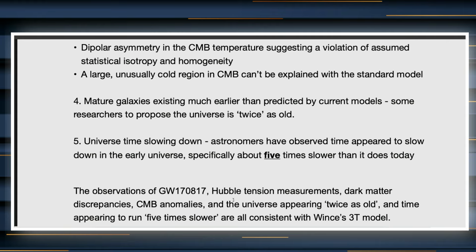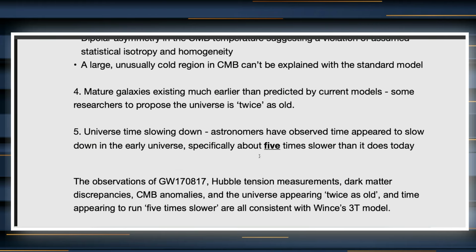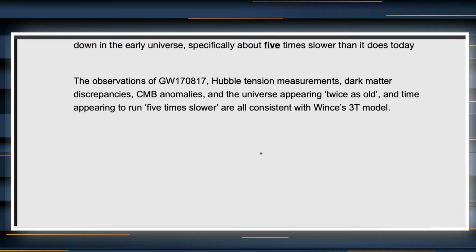Universe time slowing down. Astronomers have observed time appeared to slow down in the early universe, specifically about 5 times slower than it does today. And we need to come back to this number 5 a little later. The observations of GW170817, Hubble tension measurement, dark matter discrepancies, CMB anomalies, and the universe appearing twice as old and time appearing to run 5 times slower are all consistent with Wince's 3T model.